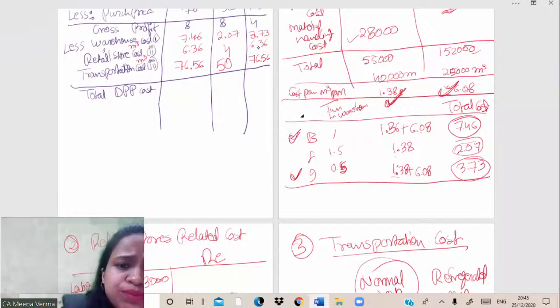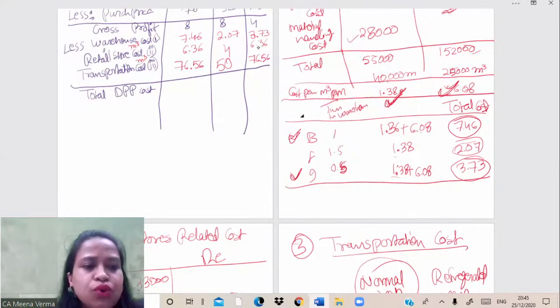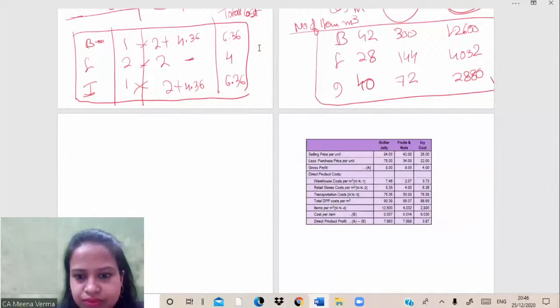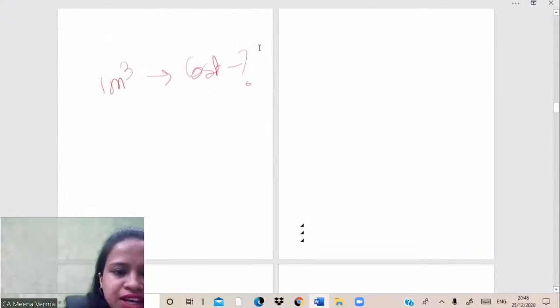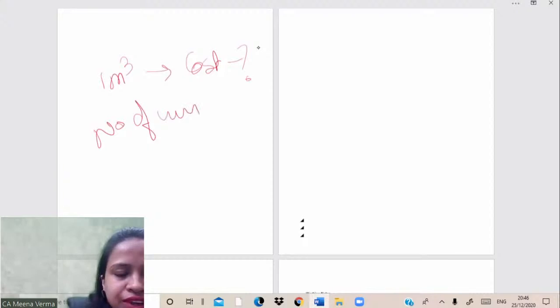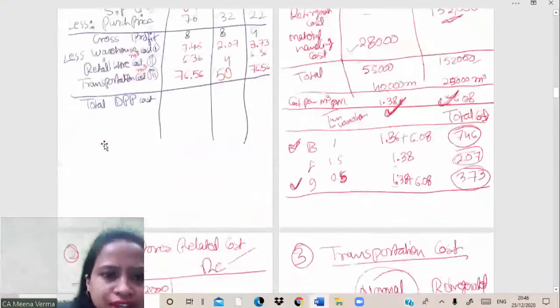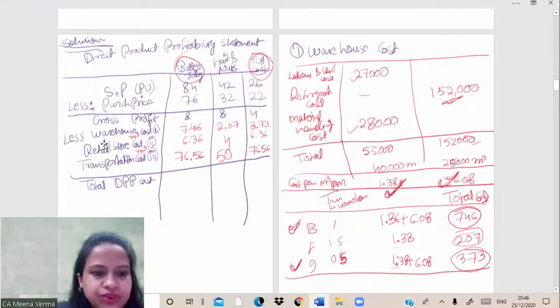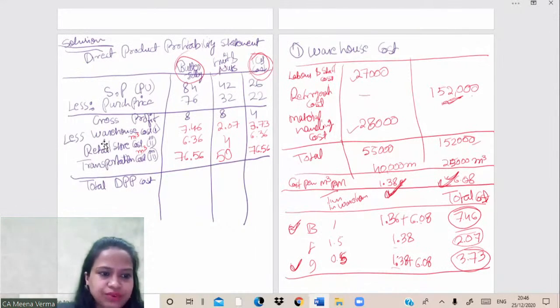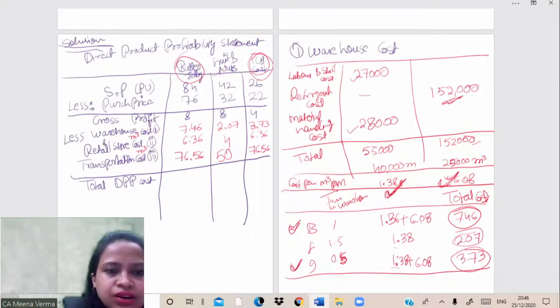So this is what you have calculated, the cost per meter cube. Now you have to calculate the number of total units. In 1 meter cube, you are incurring the cost. Now you have to find the number of units you have in 1 meter cube, so that you can calculate for how many units you are incurring this cost, and after that you can find the cost per unit, in order to find the profit per unit.